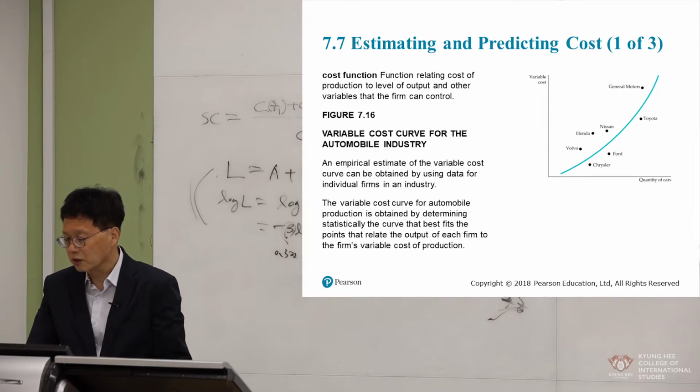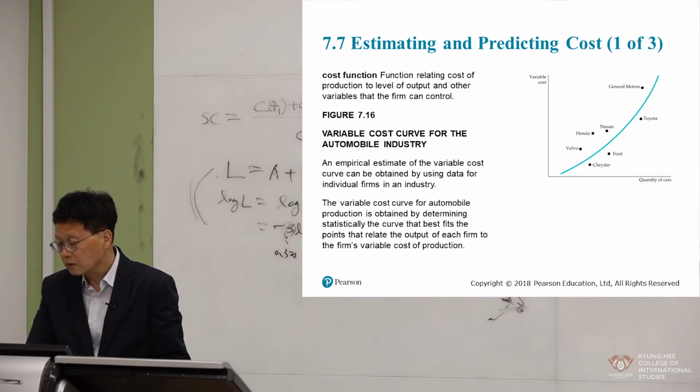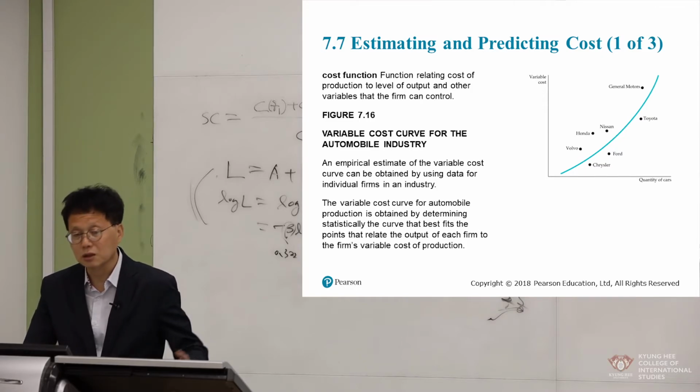So, for example, there are famous car manufacturers, right? And for each firm, for example, Chrysler's production of cars is like this, and variable cost is like this. Volvo's cars and variable cost is here, okay? Honda's car production and the Y axis is the variable cost of Honda, right? Nissan's variable cost and Nissan's car production like this. So there are 2, 4, 6, 7 companies.